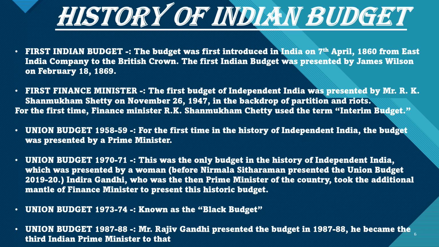Then talking about the Union Budget of 1987 to 88, again Mr. Rajiv Gandhi, who was the then Prime Minister, held the additional portfolio of the Finance Ministry. He presented the budget in 1987-88 and he became the third Indian Prime Minister to do the same.